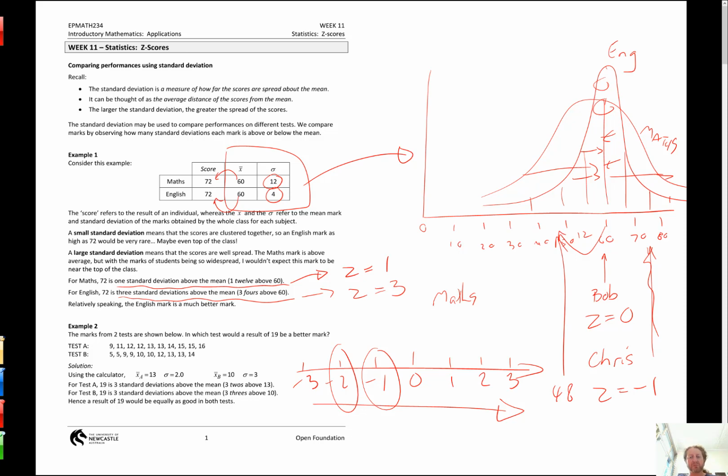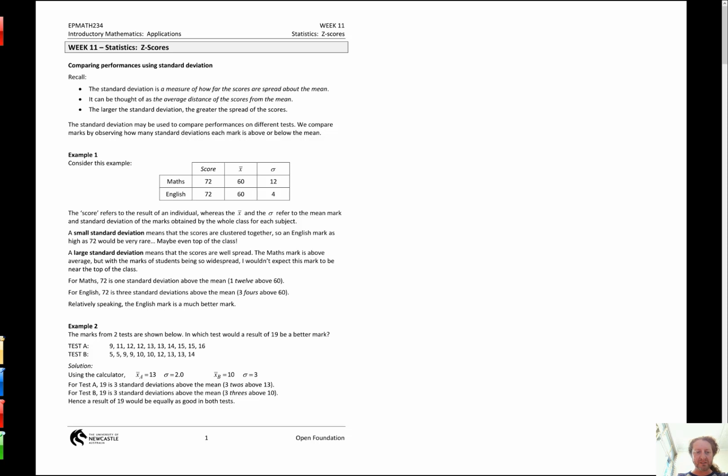So let's look at example 2. Again, this will come together. Well, I really hope so, obviously. Here are some test marks. Test A got all of these results. Test B got all of these results. From the calculator, test A, apparently its mean was 13 with a standard deviation of 2. Rightio. Test B had a lesser mean of 10 and a standard deviation of 3.